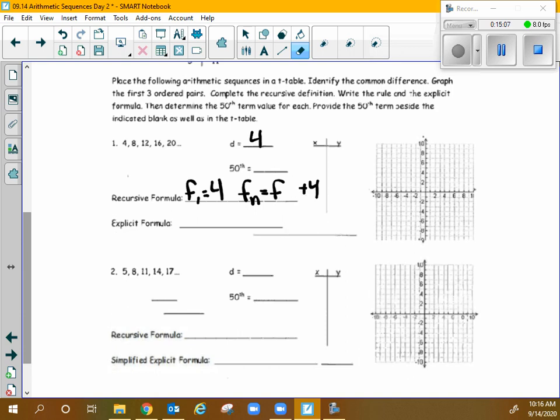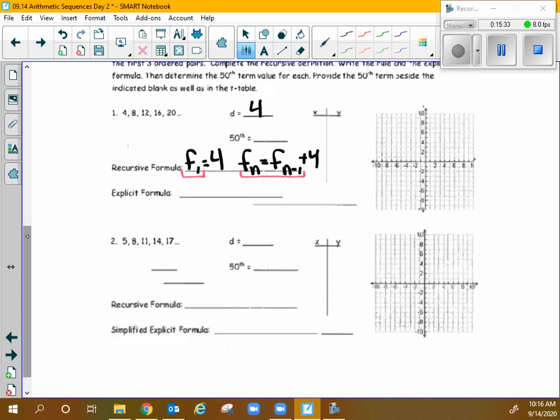It's just the previous term. It's the recursive rule. So when you're looking at the recursive rule, this part never changes. You always start your recursive rule with your first term, and then f of n equals f of n minus 1, or whatever the title of your function is. Let's build the recursive rule for the next one, and it'll start to make more sense.